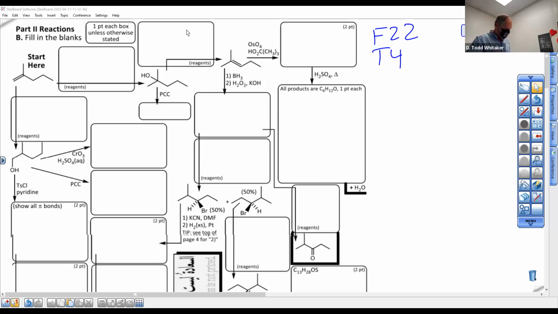So do you remember the reaction in 6.1b? That H2SO4 is the cat, and H2O is the reactant. Yeah.